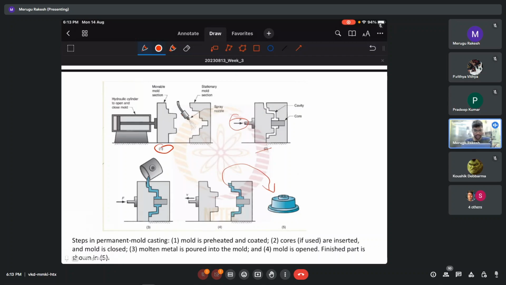Here nothing is shown. Generally we will have some ejector pins which will eject the component out.